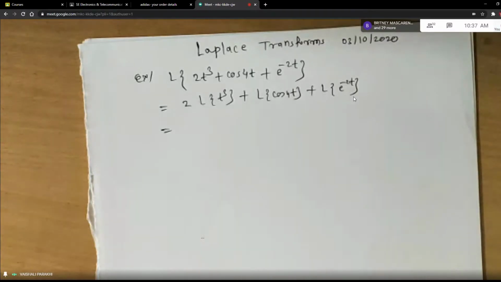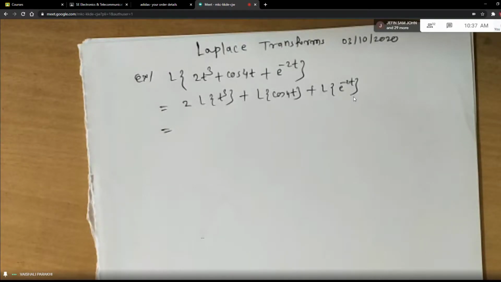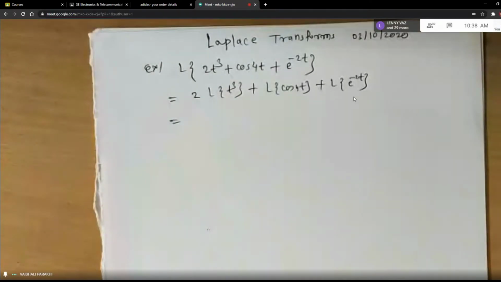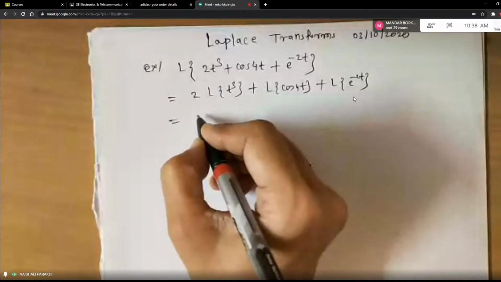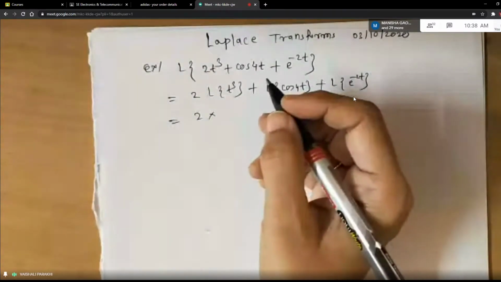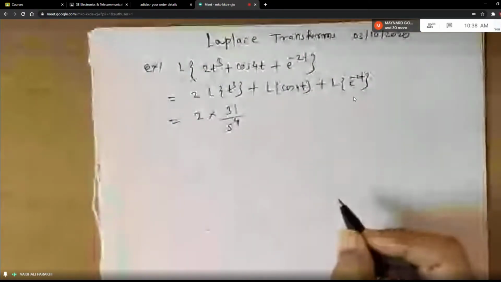Now what is Laplace of t cube? Fazila, can you tell what is Laplace of t cube? n factorial upon s raised to n plus 1. Okay, what is n here? 3. What is n? n is 3. So it will be 3 factorial divided by s raised to 4.